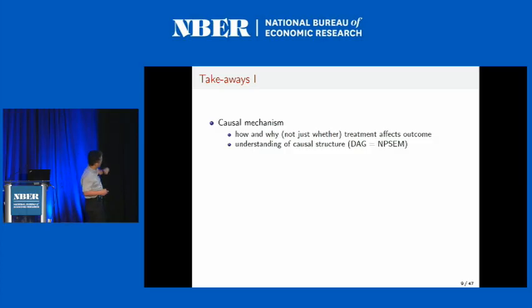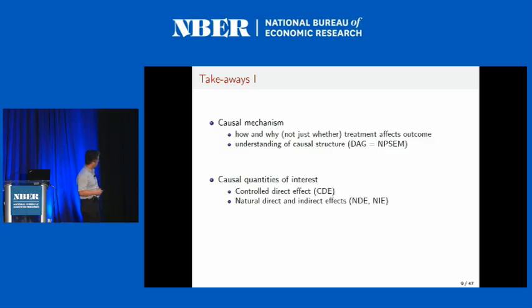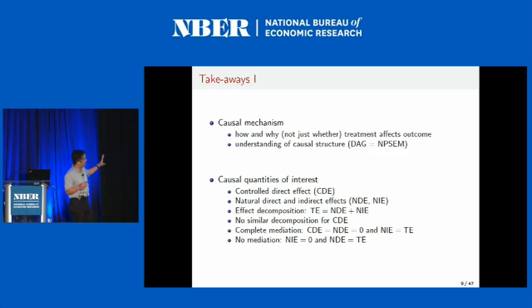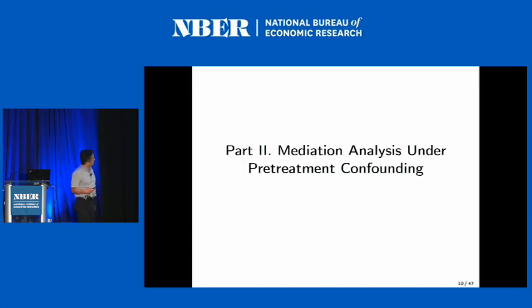So just to summarize up to now, the causal mechanism is really about how and why, not just whether the treatment affects outcomes, and we're trying to do that by looking at the intermediate outcome. Okay? So it's really about the understanding of causal structure. So the DAG is traditionally used to represent these quantities. So I've introduced these three common quantities that people look at. And there's an effect decomposition for the natural direct and natural indirect effect, not for the controlled direct effect. And both of them have this nice complete mediation, no mediation case, resulting in what we would expect. Okay. So next part is the standard mediation analysis.